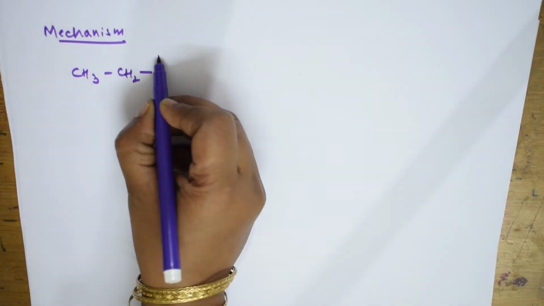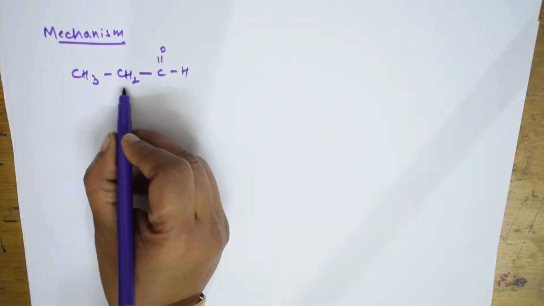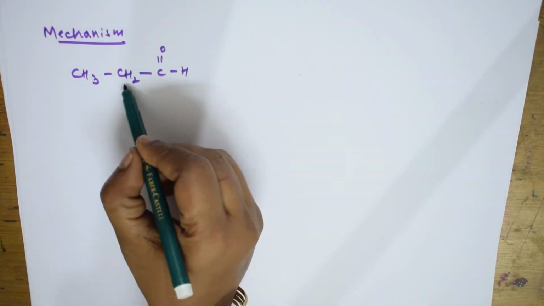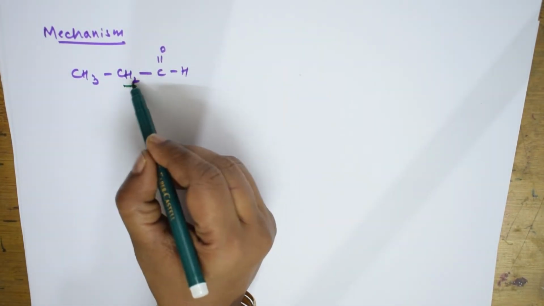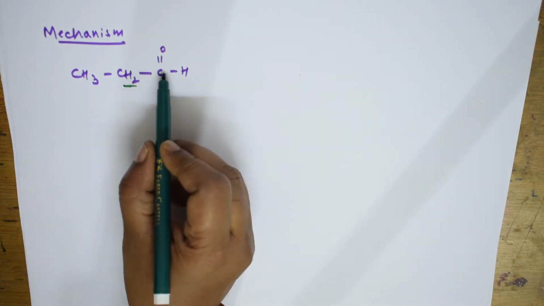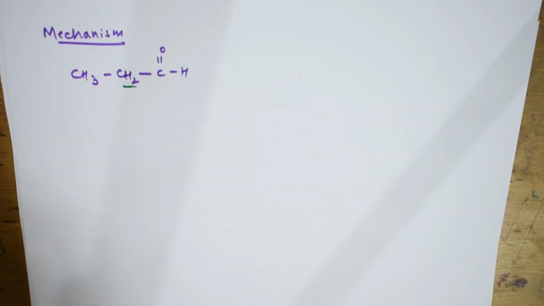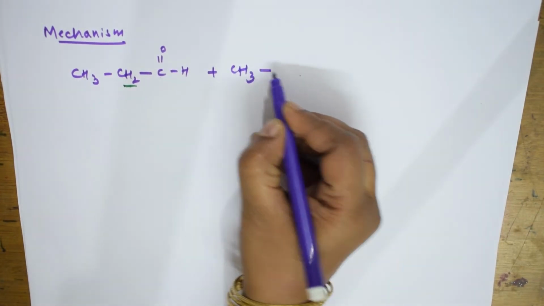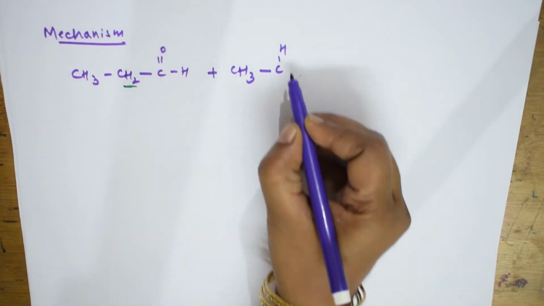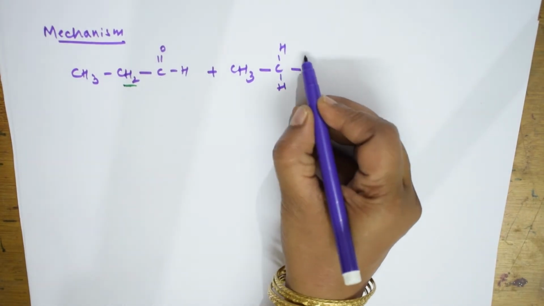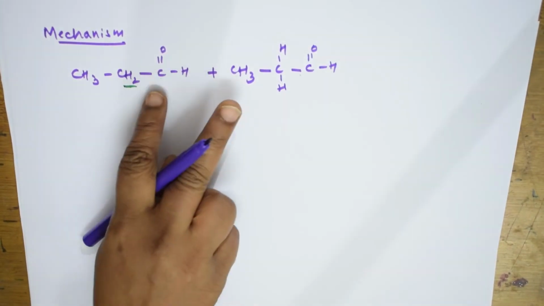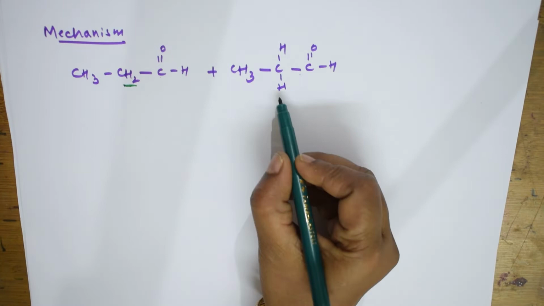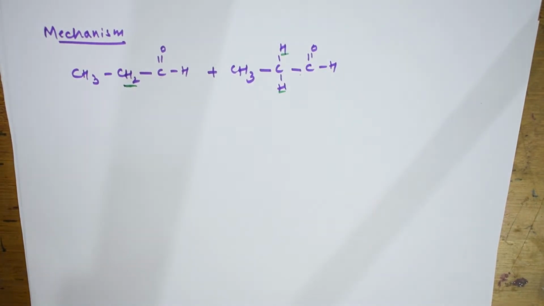Why did I take this aldehyde? Because you have alpha hydrogen. This is your alpha hydrogen. The hydrogen adjacent to the functional group is called alpha hydrogen. Done. I'm going to take one more, that is CH3C, with one hydrogen placed here, above and below, no problem, isn't it? Yes, same thing. Both are aldehydes. Which is alpha hydrogen? This is alpha hydrogen here.